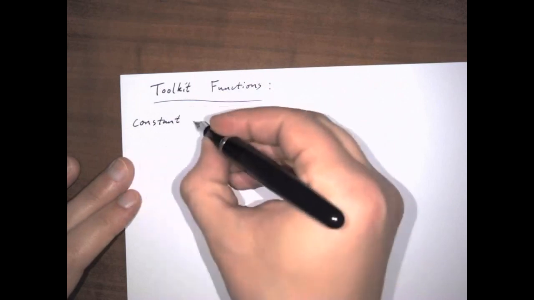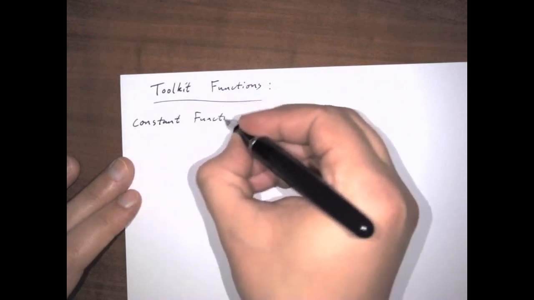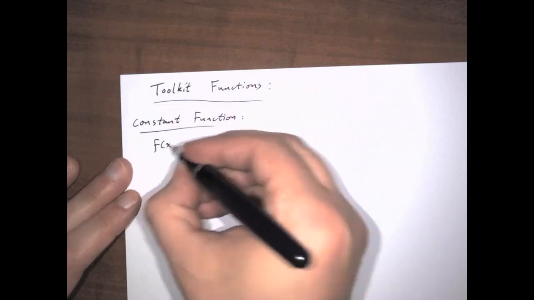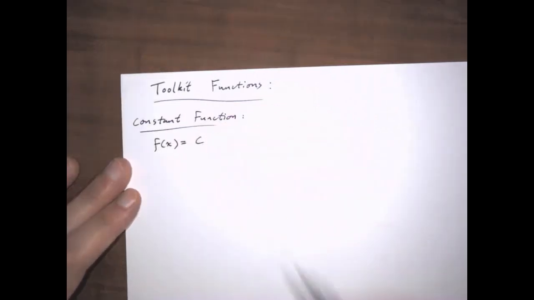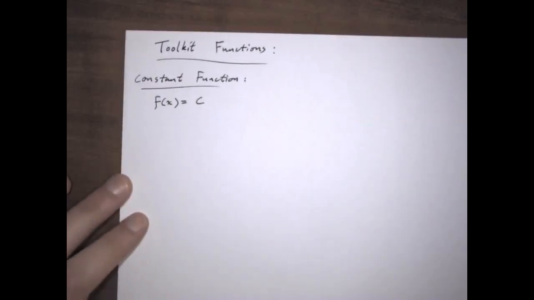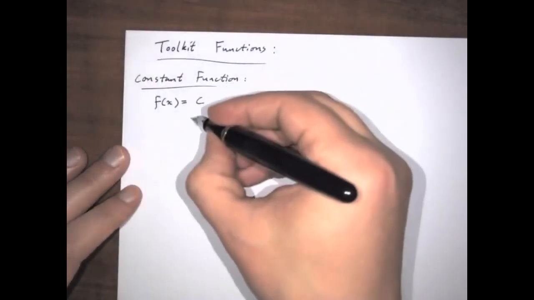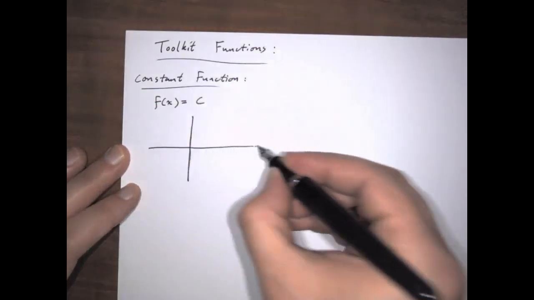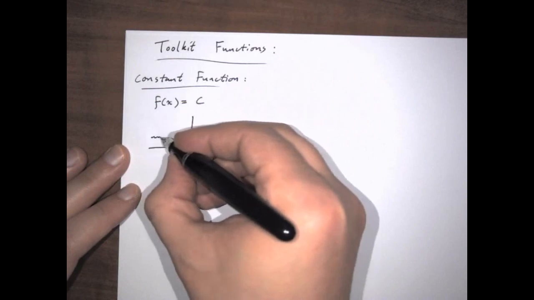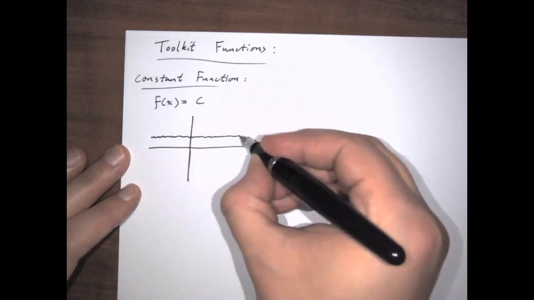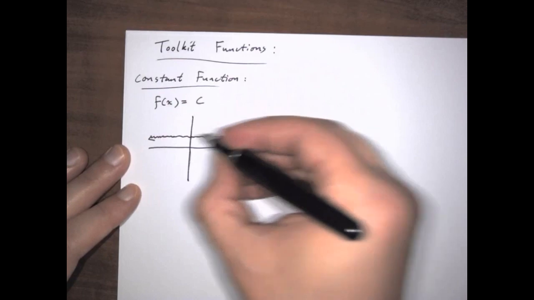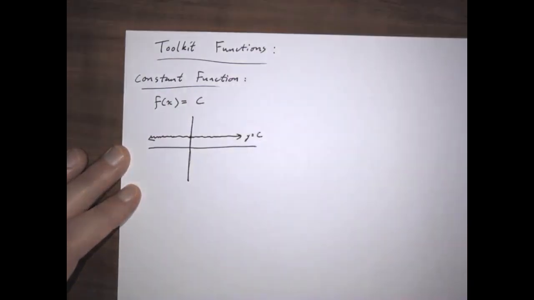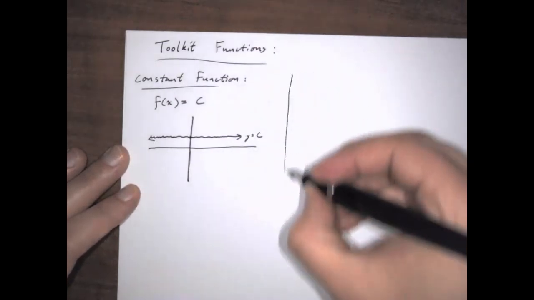So first off, there is what's called the constant function, which has as its formula f of x just equals c, some constant value. So that is the same as the equation y equals c, which is the equation for a horizontal line at a y value of c. So a constant function is just a horizontal line.